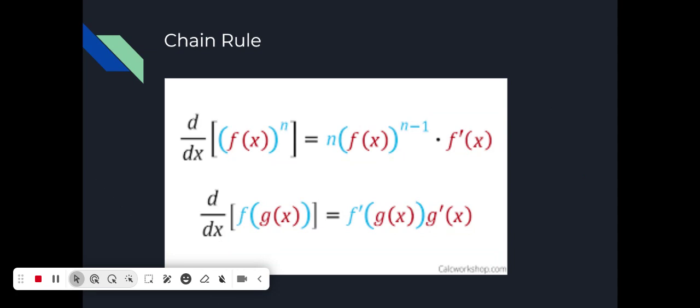Say you have f of x and then all that to the power of n. Say you have 2x squared, all that to the power of 3. Basically what you do is you take the derivative of the outside function. So you do 3 times 2x squared to the power of 3 minus 1, which is 3 times 2x squared to the power of 2, times the derivative of the inner function, the derivative of 2x squared. At the end, it will be 3 times 2x squared to the power of 2 times 4x, since the derivative of 2x squared is 4x, and you multiply them.